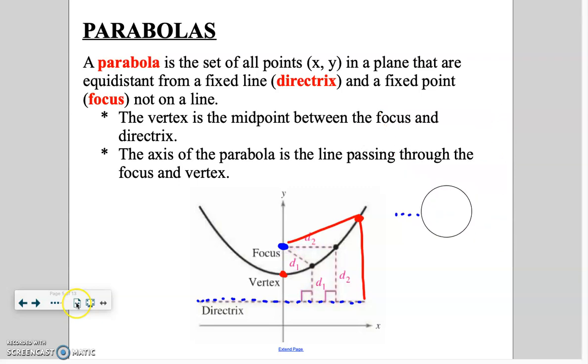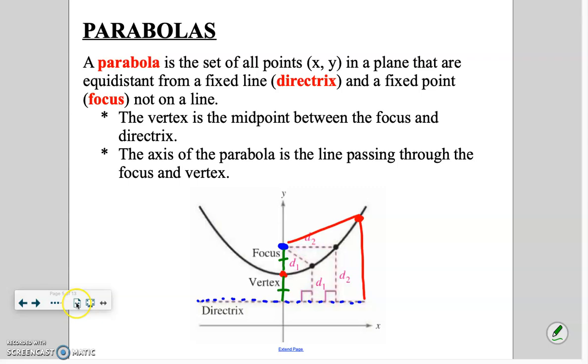Okay, so with that in mind, that's structurally where this comes from. We say that the vertex is going to be the midpoint between the focus and the directrix. And let's not overcomplicate that. We're saying that this vertex is the same distance to the focus as it is to the directrix. Therefore, it's the midpoint between the two.